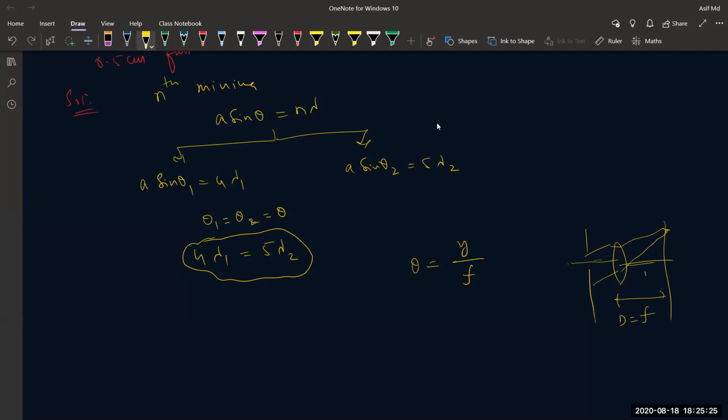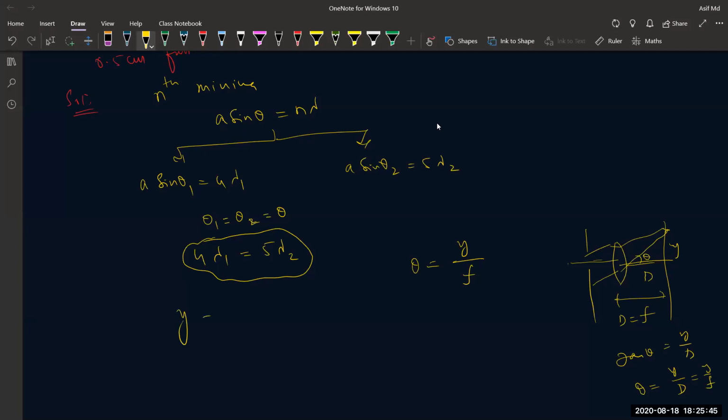That means if this is your D and this is your Y, making an angle theta, then tan theta will be equal to Y by D. Theta is very small, so theta is equal to Y by D. This D is equal to the focal plane, so it is Y by F. That is the reason I have written that. So theta is equal to Y by F, where F is the focal length of the lens.